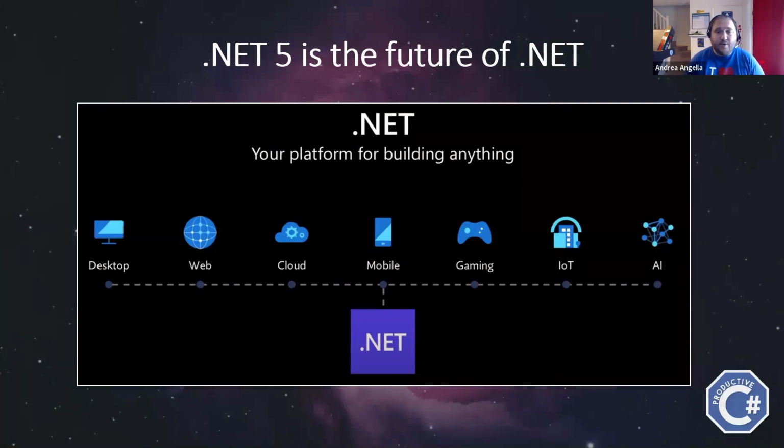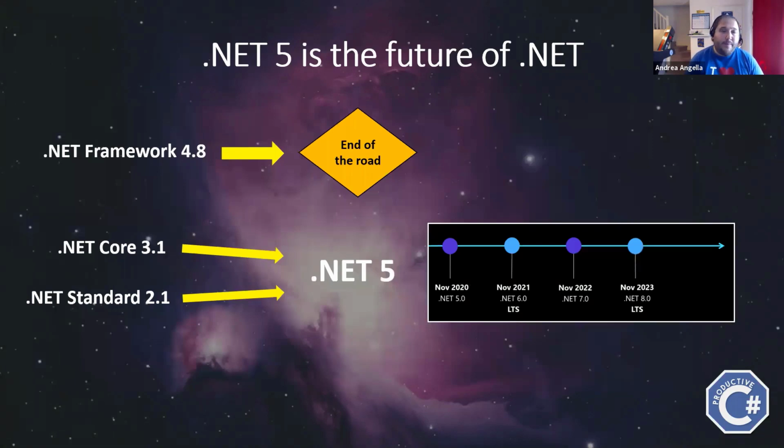But the idea is to have a single framework for building any sort of applications: desktop, web, cloud, mobile, gaming, IoT, AI, and trying to converge all of the different flavors of .NET that we had in the recent years into a single framework where Microsoft is going to invest everything in. And that's .NET 5. So let me talk a little bit more about this.